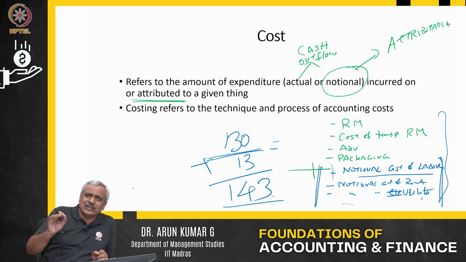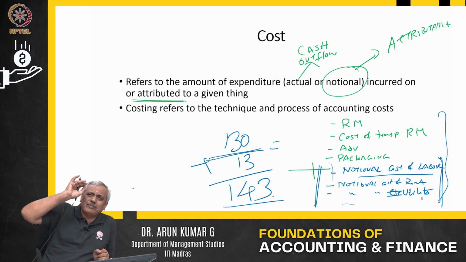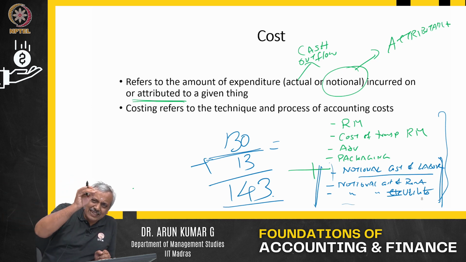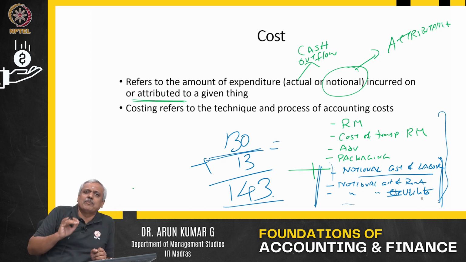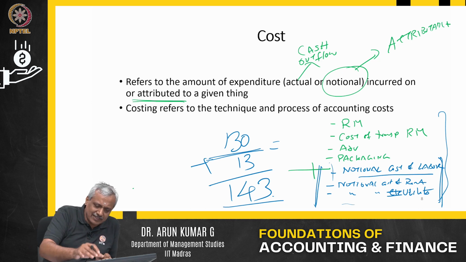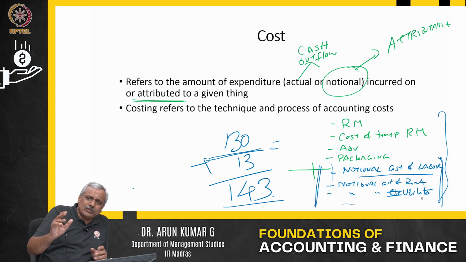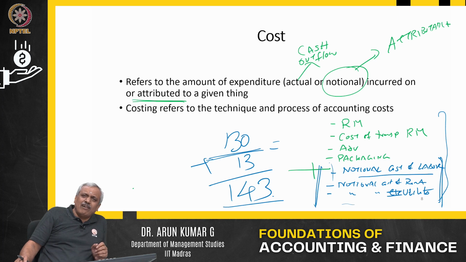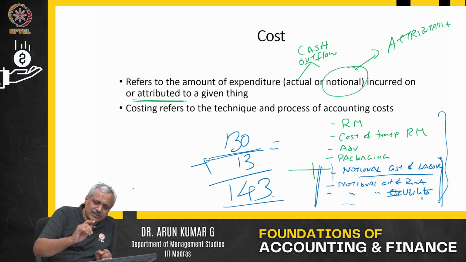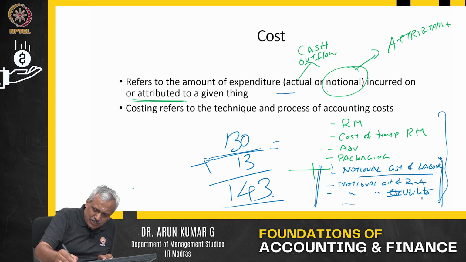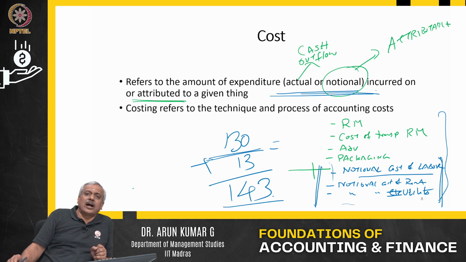So, when we say cost, cost means and includes all the costs that can be attributable plus any cash outflow pertaining to a particular given object or a given thing. In this particular slide, I have used an example of a given object. For a given object, all the costs that can be attributed plus all the cash outflow that can be attributed to that is all what we call a cost. Cost means and includes actual plus notional. Notional means attributable. I hope I am clear now.